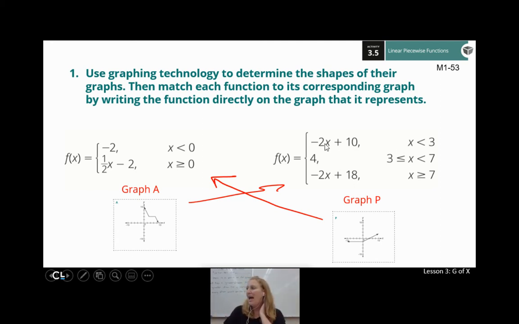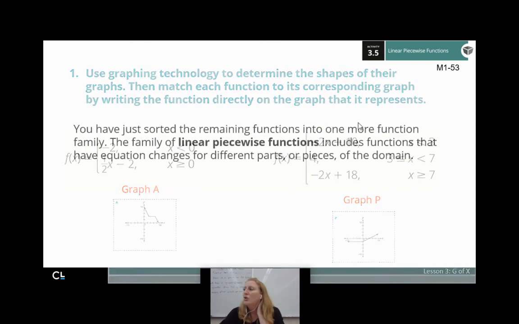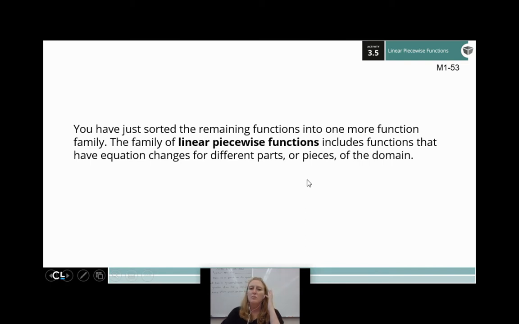Check this one out. I have pieces of my functions, right? I've got 1, 2, 3 pieces that we stitch together for given domains. So they're called linear piecewise functions because they literally come in pieces. It's kind of how it works.